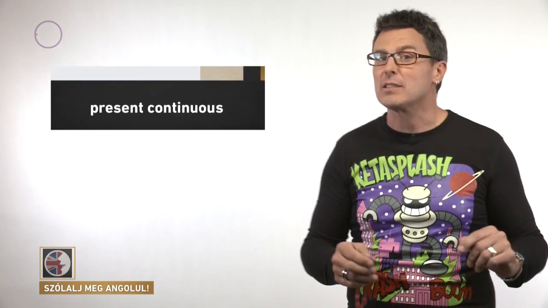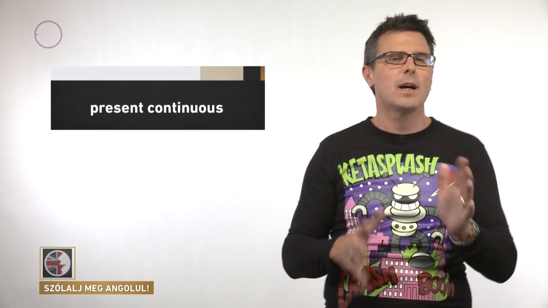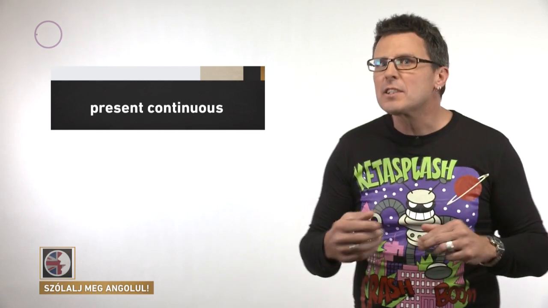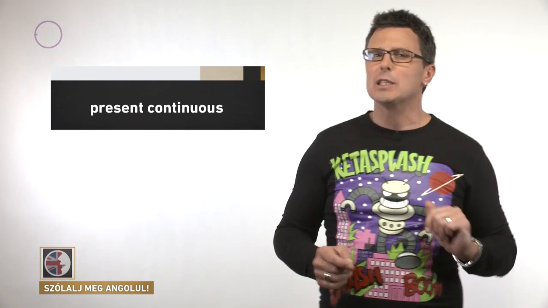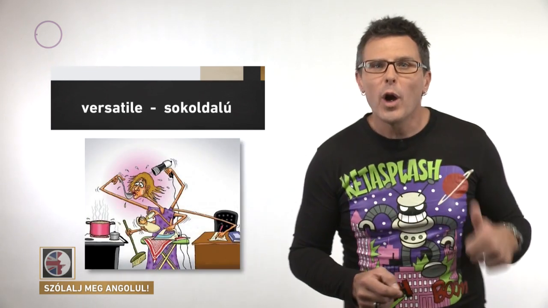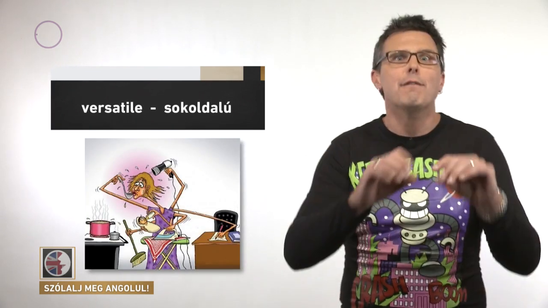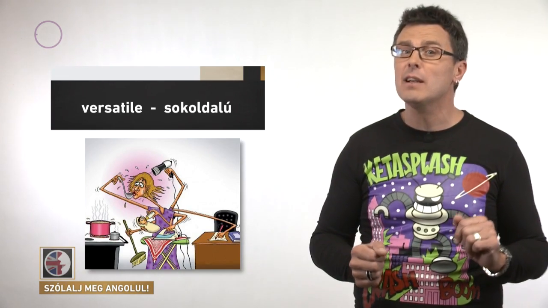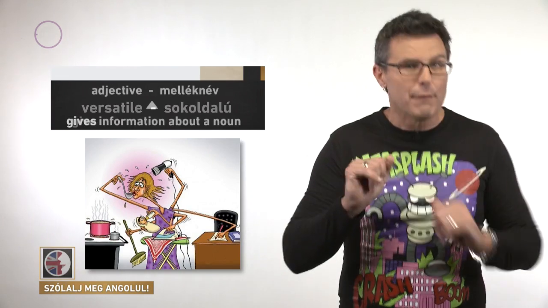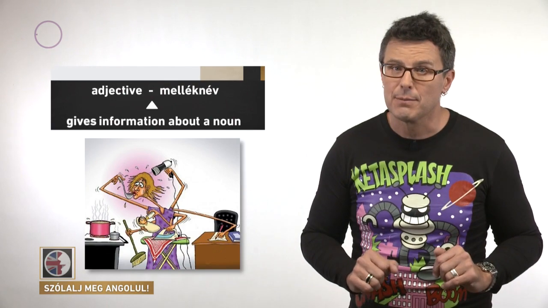It's time for us to revisit the present continuous. Okay, so what's the word for the day? Well, there are two words for the day really. Word number one is the word versatile. And what sort of word is versatile? That's right, versatile is an adjective.